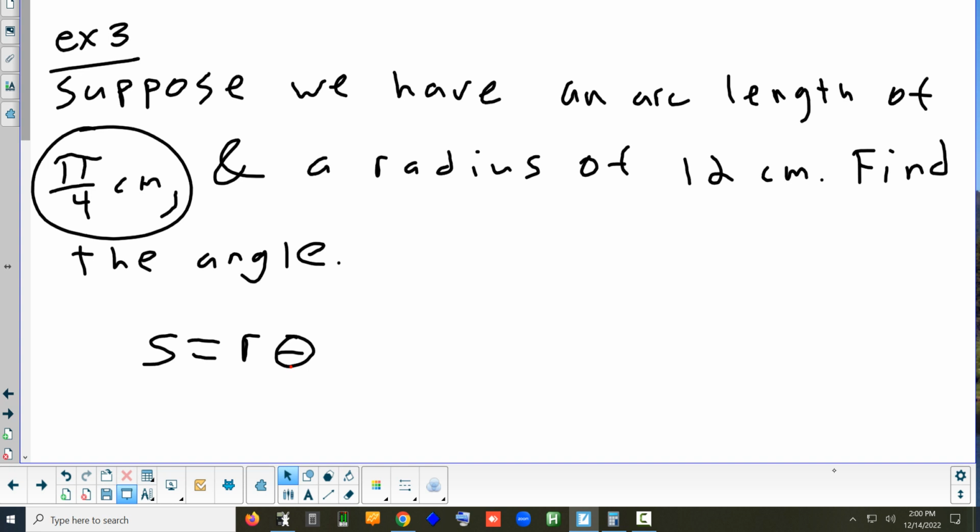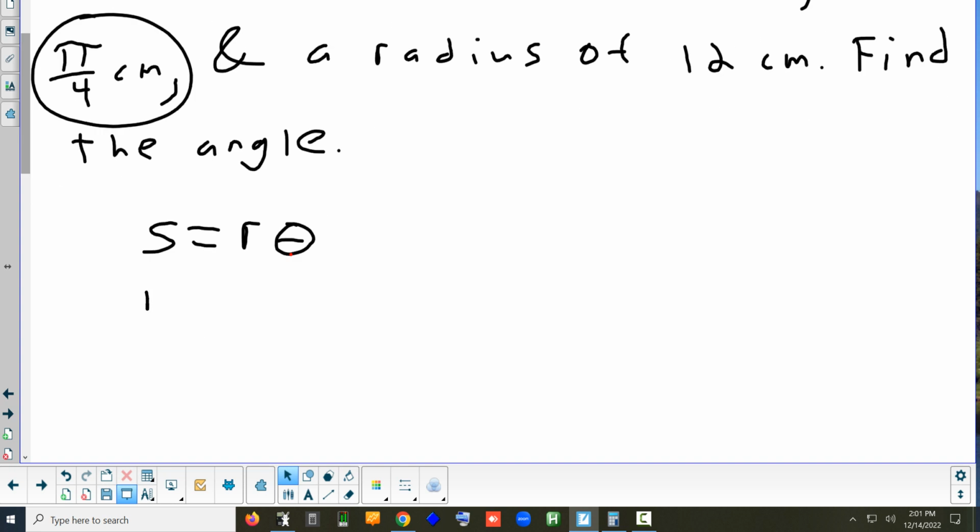What would the pi over 4 be filled in for? The S or the R? Yeah, it's the S, because it says we have an arc length of pi over 4. So let's fill that in. And a radius of 12. Where's that 12 going to go?